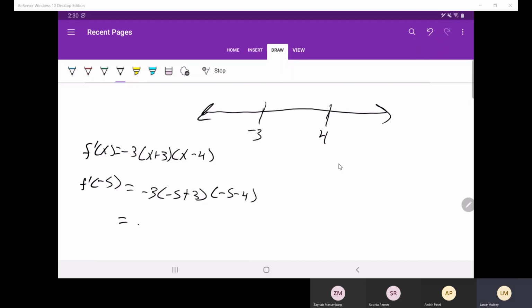That equals negative times negative 5 plus 3. We're not even going to do that. A negative times negative 5 plus 3, a negative, times negative 5 minus 4, negative, which equals negative times negative equals positive, positive times negative equals negative. So I'm subtracting over here.